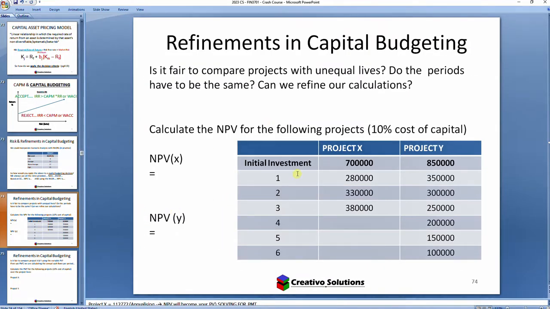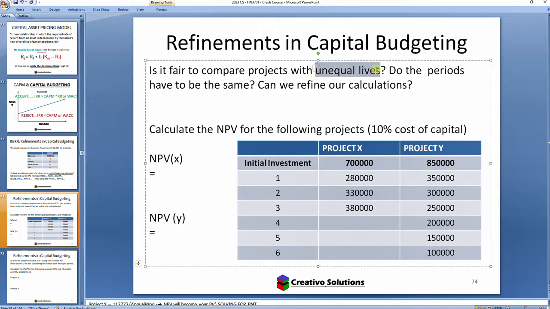And this was the note about that unequal life situation. This I also have seen. But remember earlier we spoke about that equivalent annual annuity, the EAA, from one of the slides in the time value of money. This is the first example where I'm actually showing you how to use it.